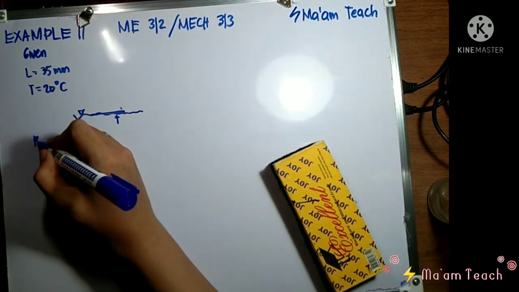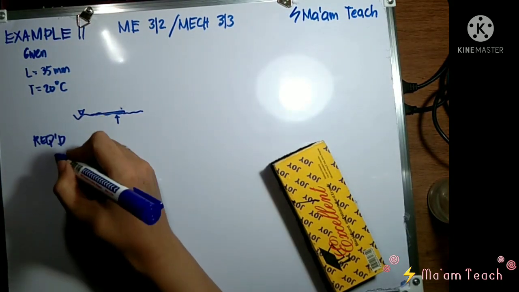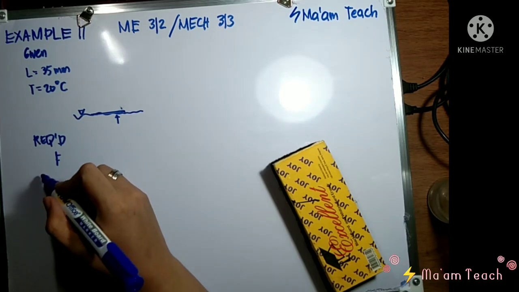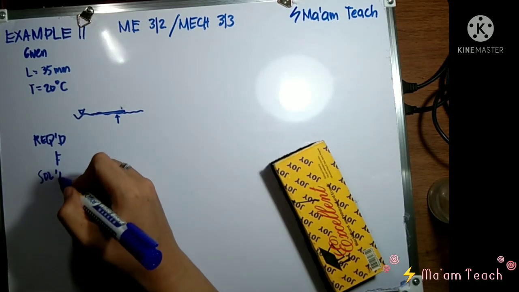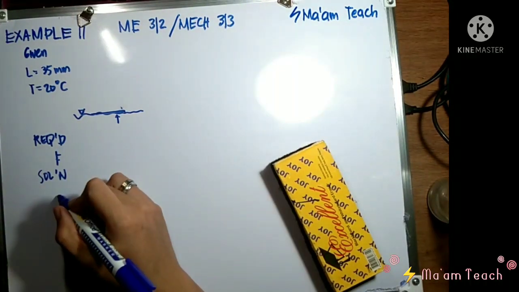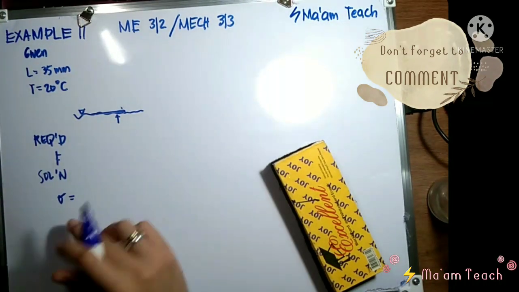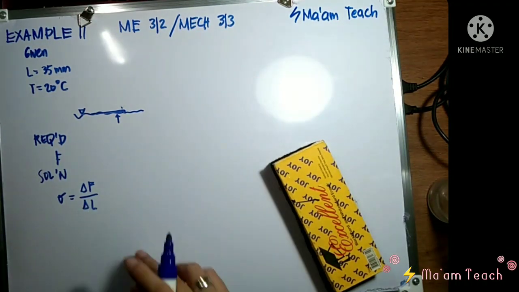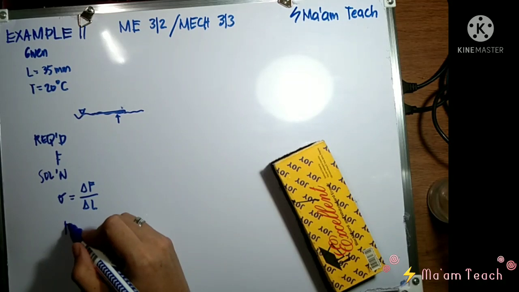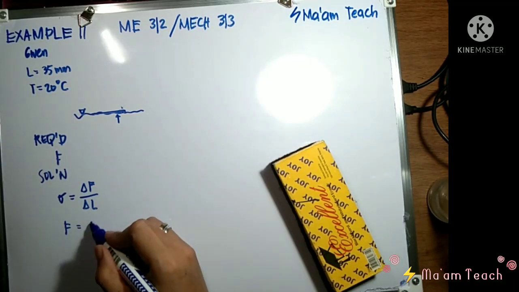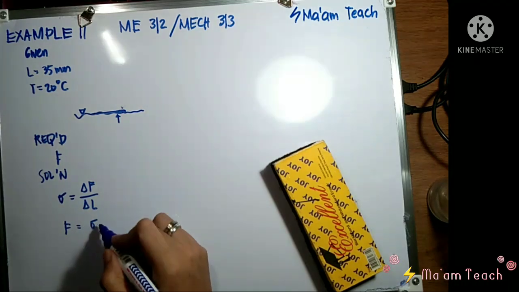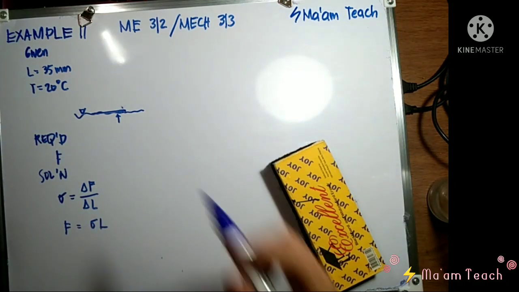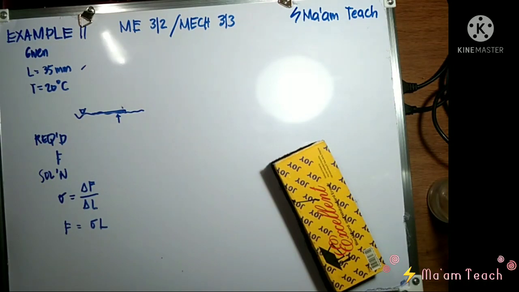So, if you could recall, in order for us to solve for the force, we are given the formula of surface tension, which is sigma equal to change in force over change in length. Therefore, we may be able to solve for the force by simply multiplying surface tension times length. We are given the length, but of course we have to first convert millimeters to meters.